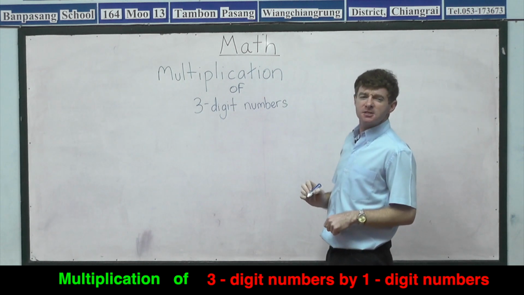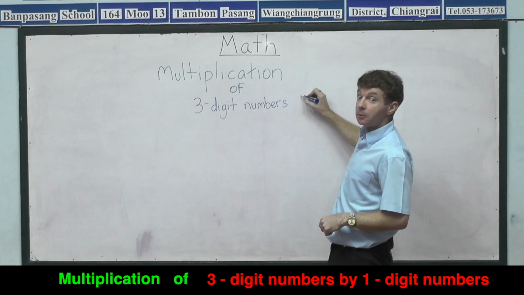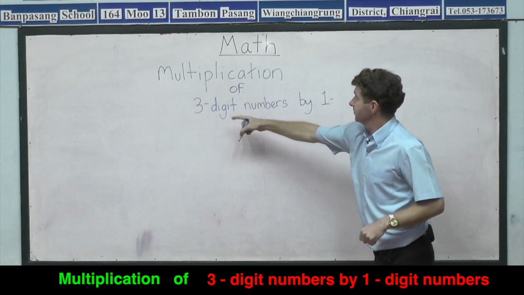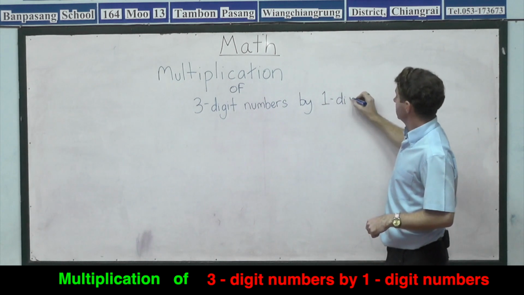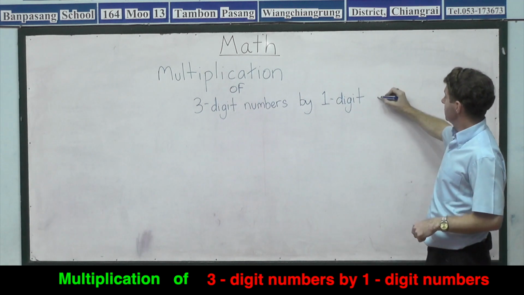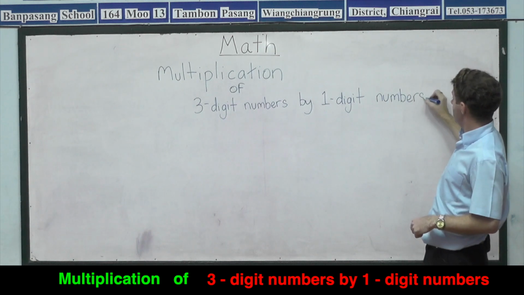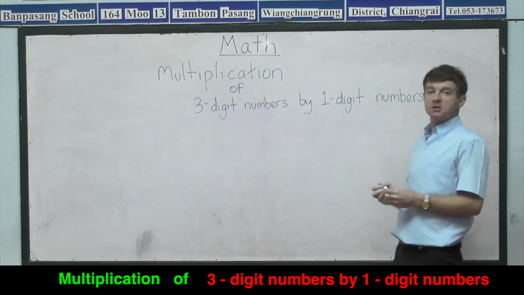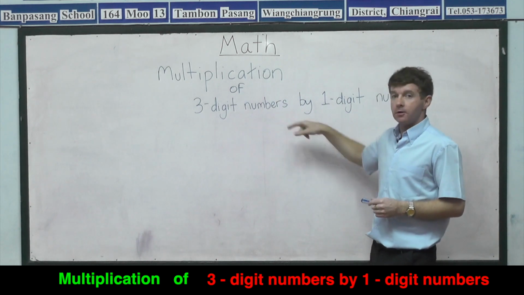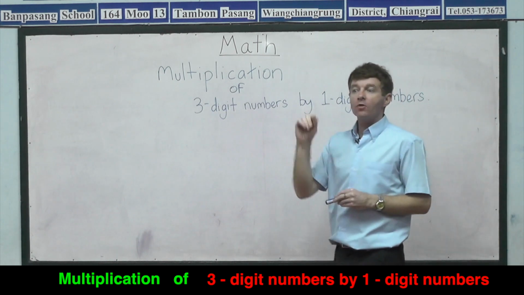By how many digits did we multiply? 1. 3-digit numbers by, B-Y, 1, one digit, N-U-M-B-E-R-S. Multiplication of three-digit numbers by one-digit numbers.